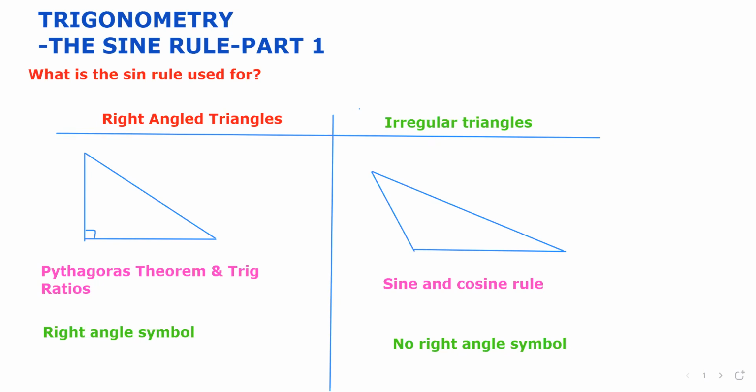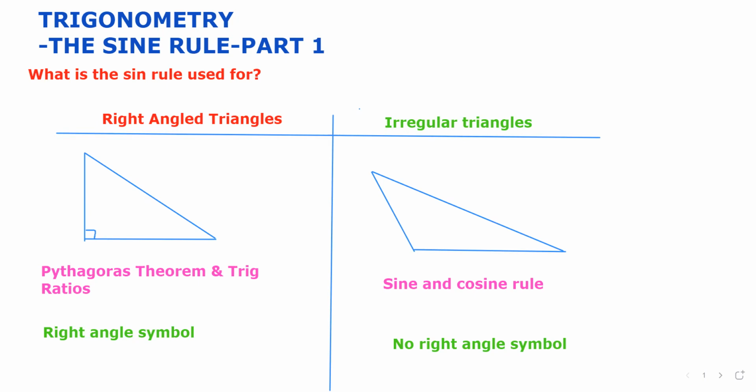For a right angle triangle, you only have two methods that you could use to get either a side or an angle in it. The two of them are Pythagoras theorem and trig ratios. I like your sine, cos and tan, SOHCAHTOA, those sort of things, as we will use for right angle triangles.